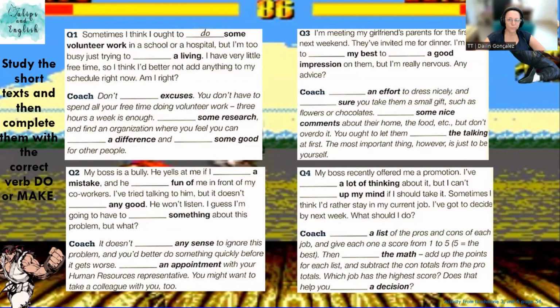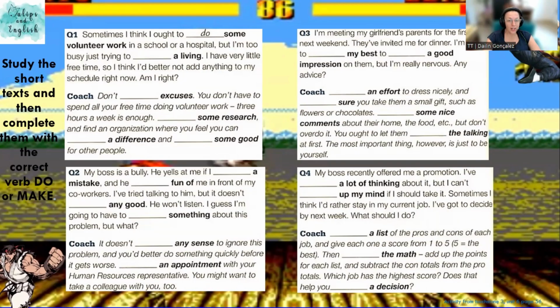Question 4. My boss recently offered me a promotion. I've done a lot of thinking about it, but I can't make up my mind if I should take it. Sometimes I think I'd rather stay in my current job. I've got to decide by next week. What should I do? Make a list of the pros and cons of each job and give each one a score from 1 to 5. 5 equals the best. Then do the math. Add up the points for each list and subtract the con totals from the pro totals. Which job has the highest score? Does that help you make a decision?